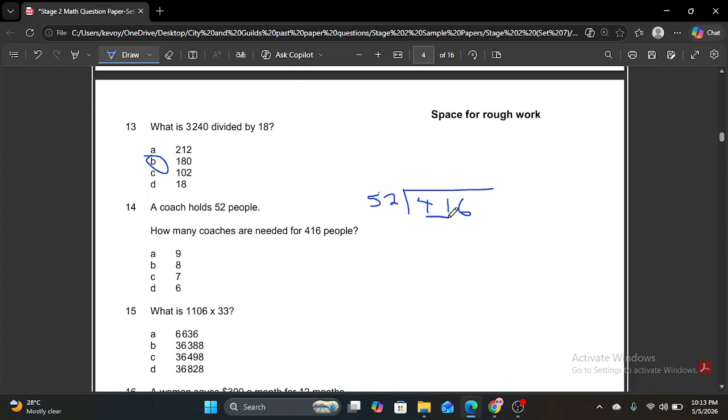Alright, so first of all, 52 into 41, you can't, so that's 0. How many times can 52 go into 416? So that's 416 divided by 52, that's equal to 8.